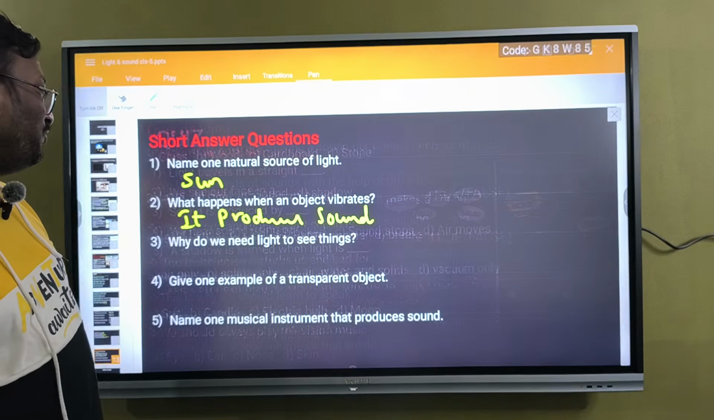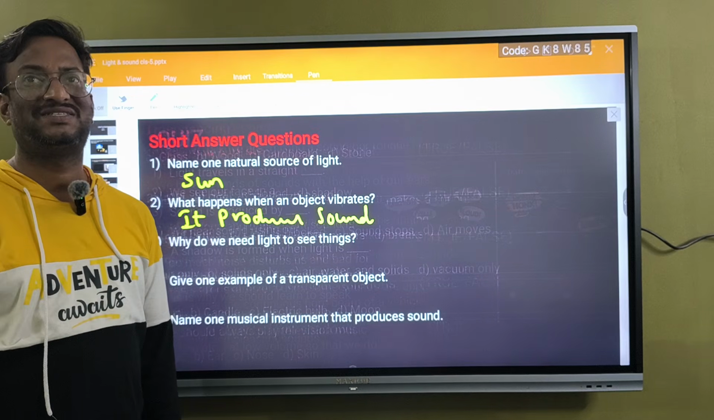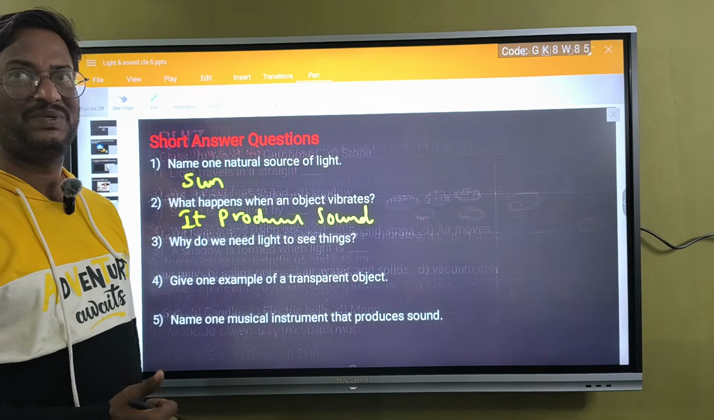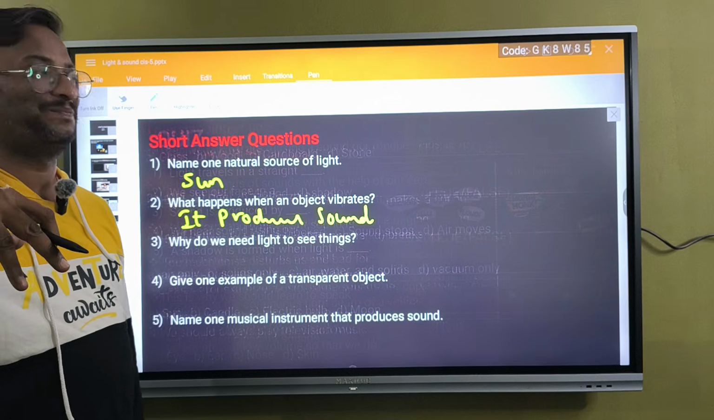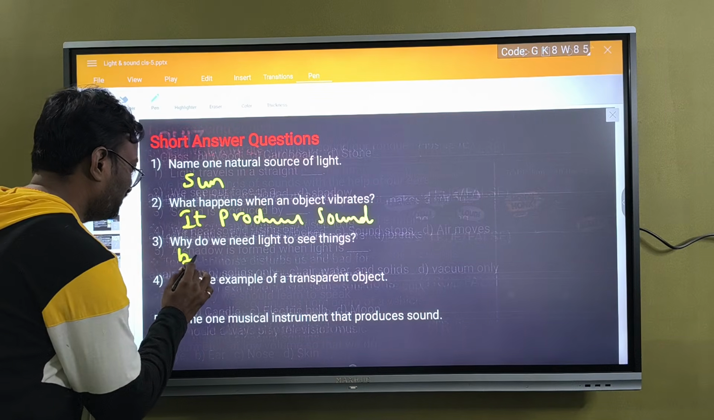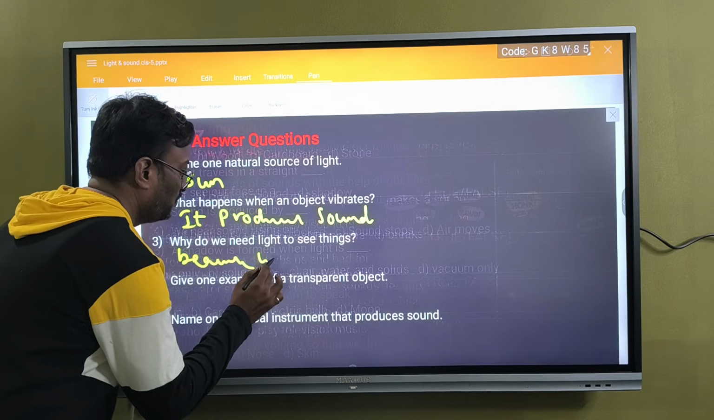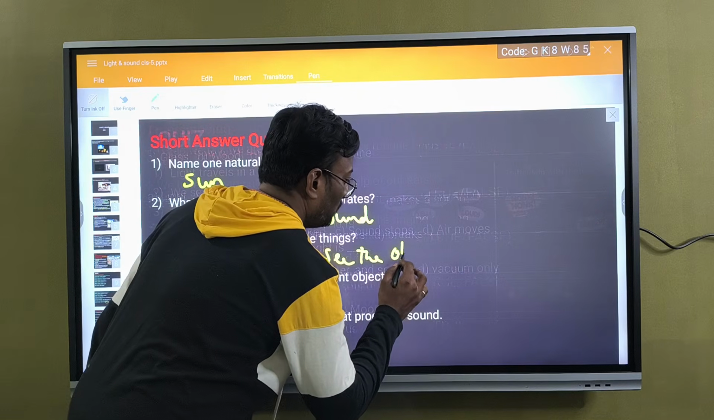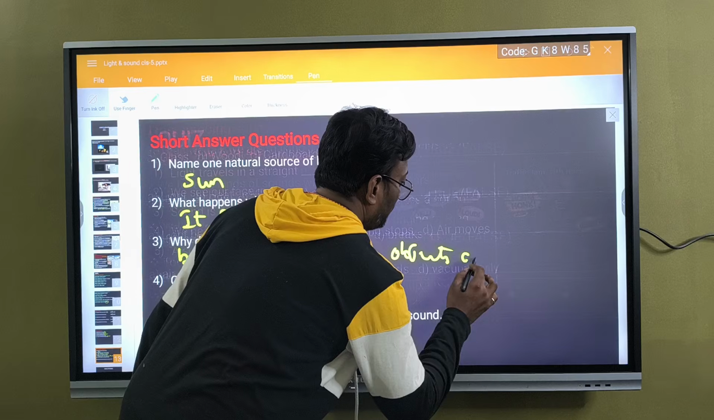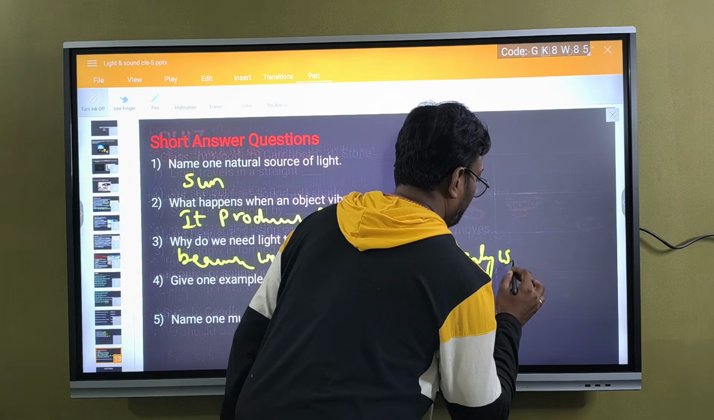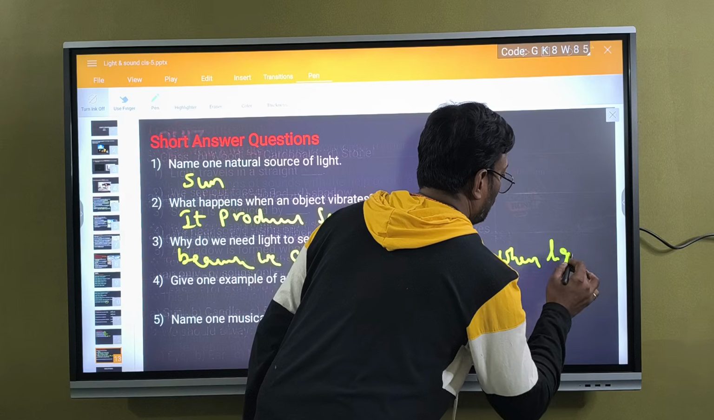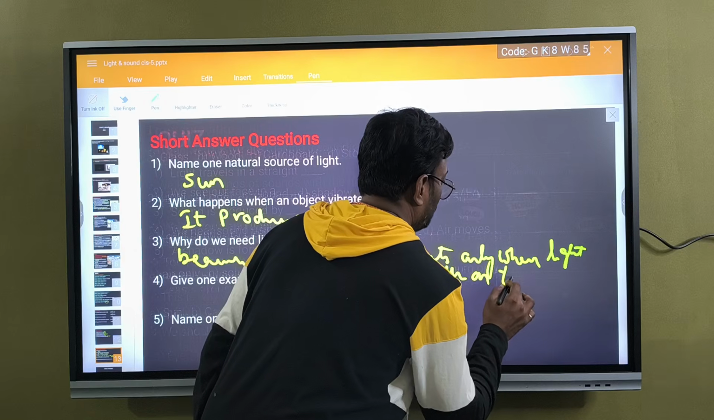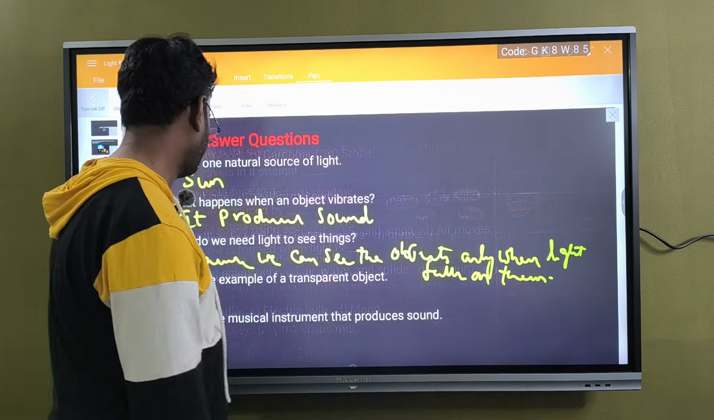Right. Why do we need light to see things? Why? Because we can see the objects only when light falls on them, right? Them in the sense the objects.